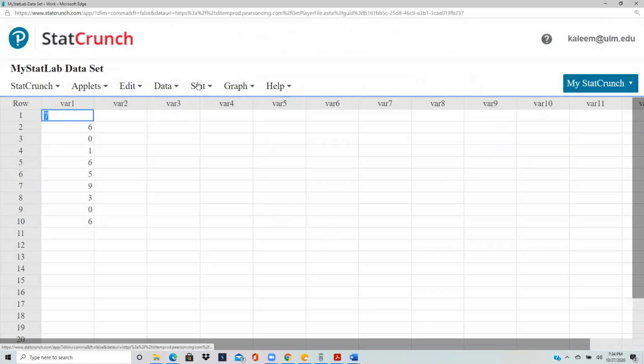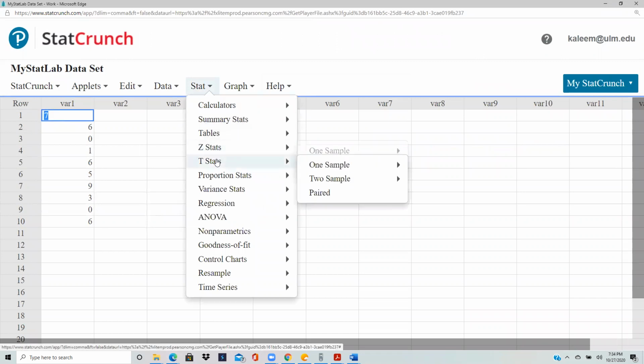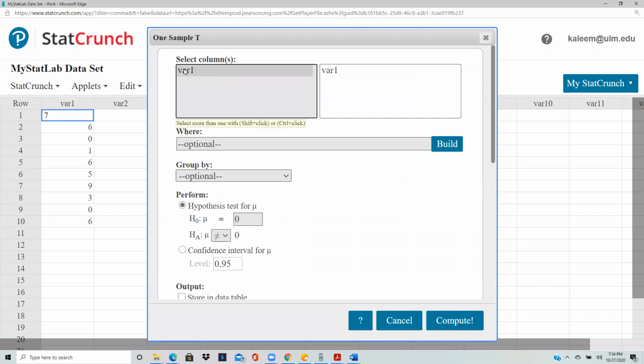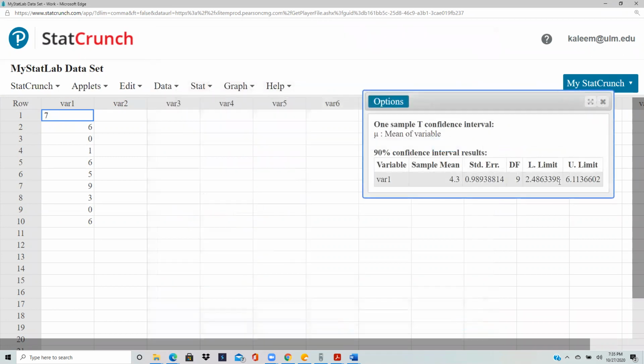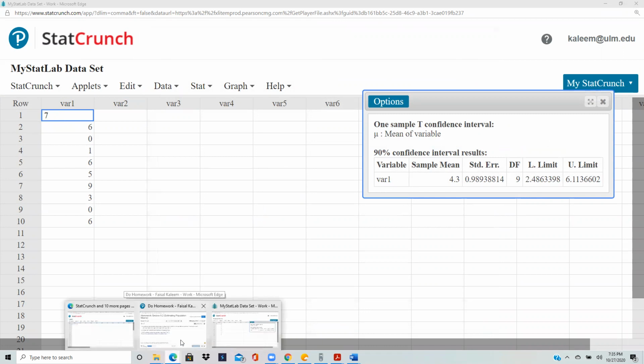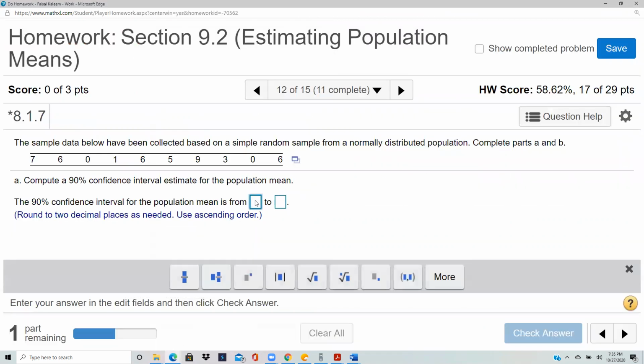So this one was stats, t-stats, one sample with data. Select the column, and this one they were saying 90% confidence, so 0.9. So 2.486, 6.114.